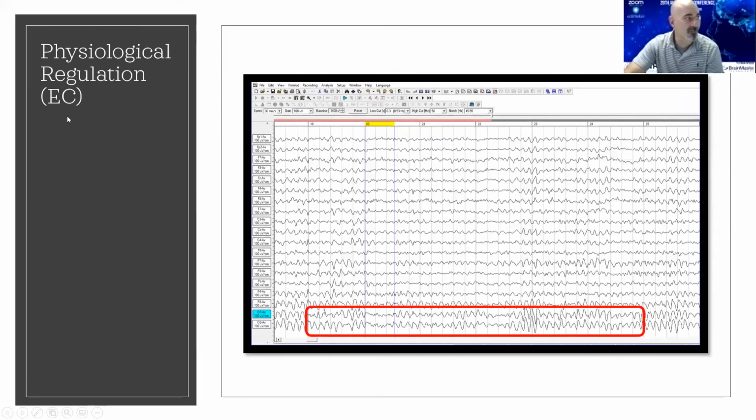And when we look at physiological regulation in an eyes closed condition, here is a snip from Winnie's EEG. Again, here are these sites: frontal, central, temporal, parietal, occipital, and we can see here alpha's in the back of the head, and it's kind of doing its thing. And then we see the alpha drop out.